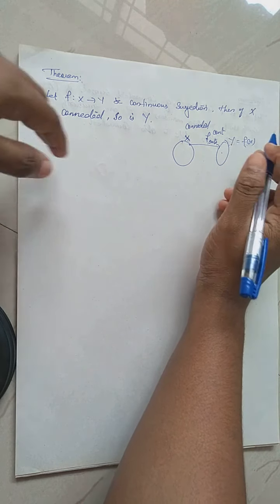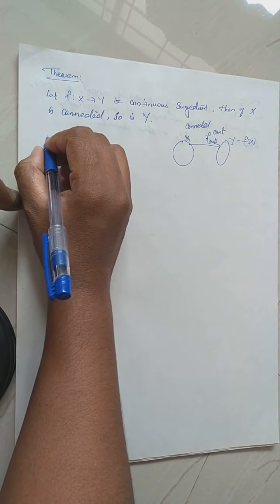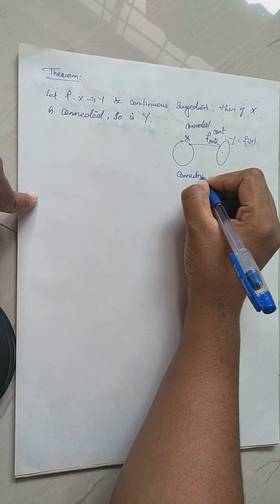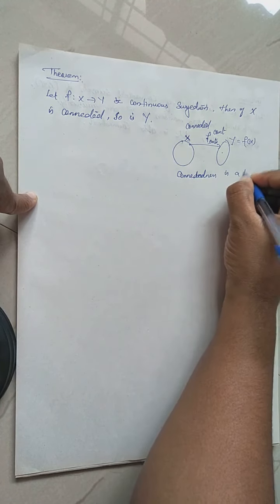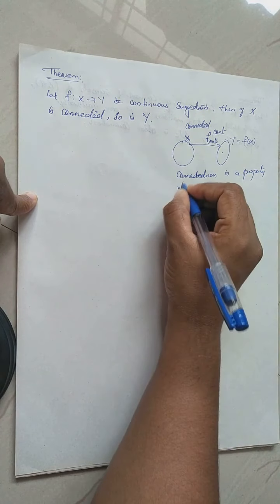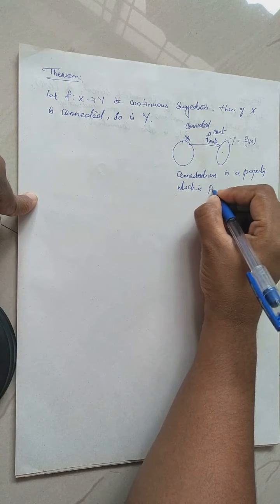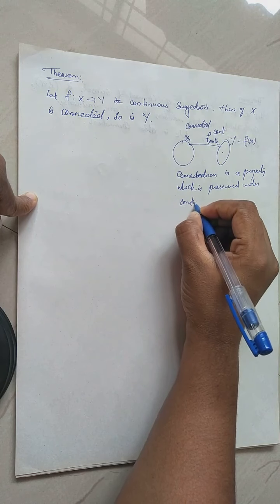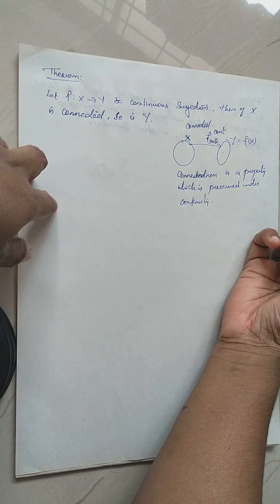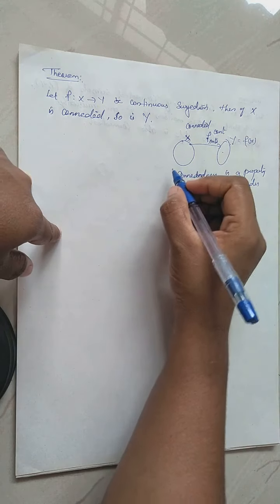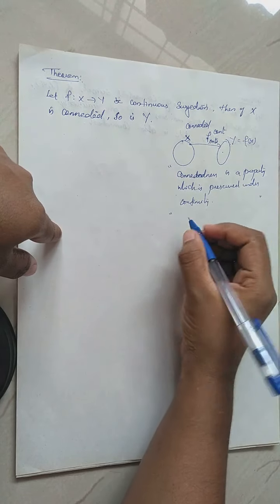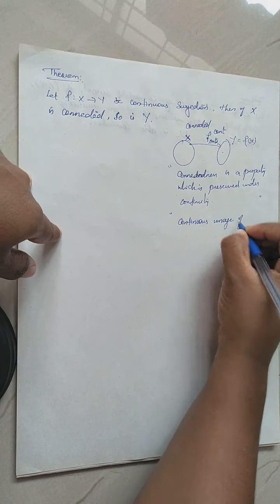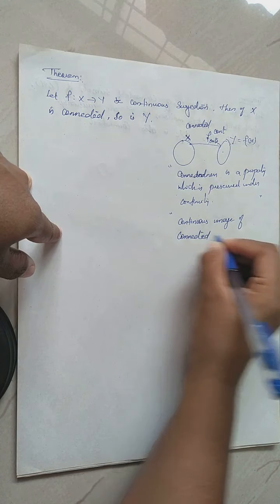So I can say that connectedness is a property which is preserved under continuity. Or in other words, continuous image of connected set is connected. This theorem is also restated as continuous image of connected space is connected, or connected set is connected.